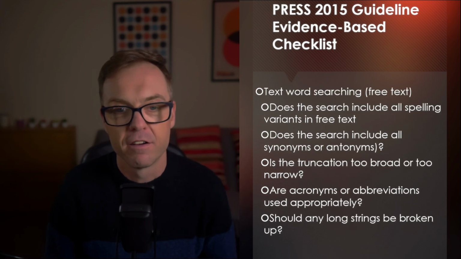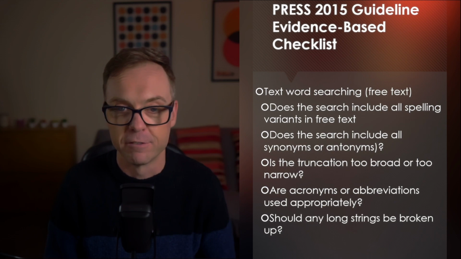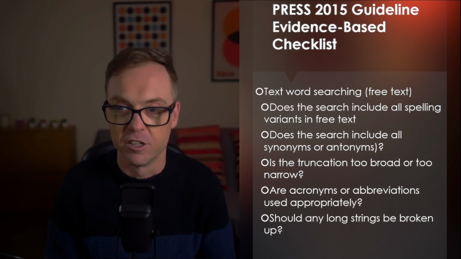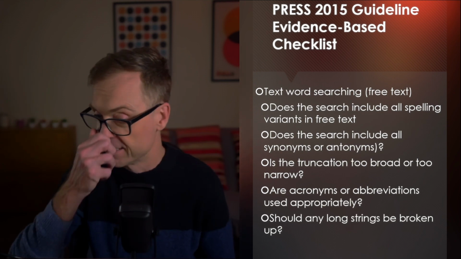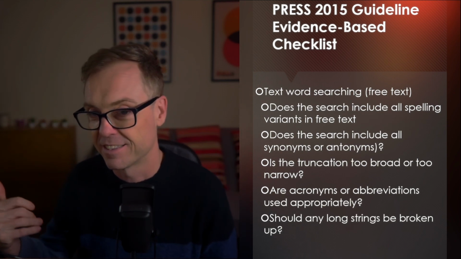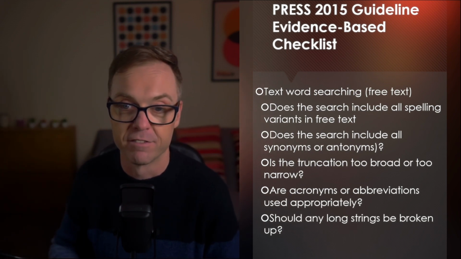And in terms of the text word searching, so the title and abstract or multiple all field searches, have we used all the correct spelling variants? So have we used the US and the UK spelling? Have we used all synonyms and antonyms? So if there's a concept we're looking for, have we searched for the opposite in case there are searches exploring that might be relevant for us?